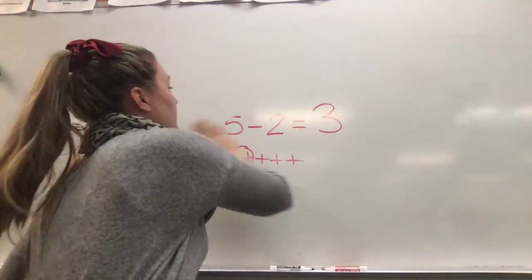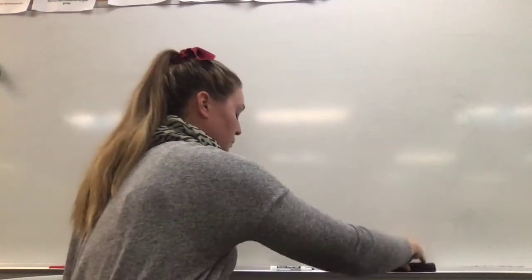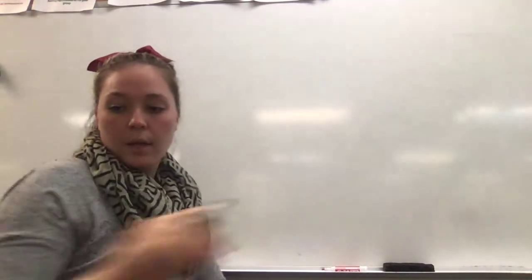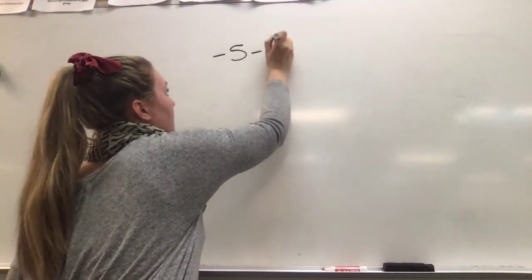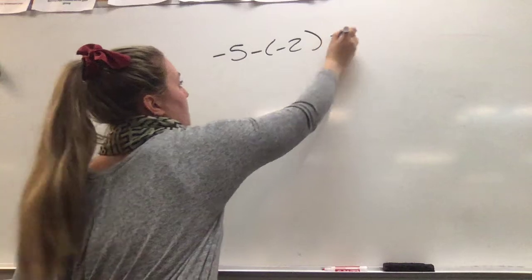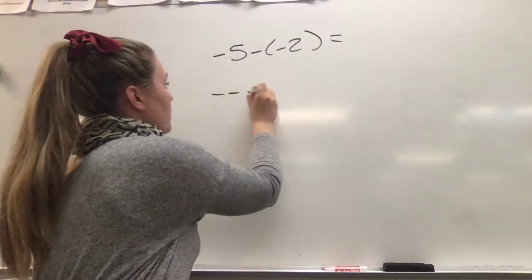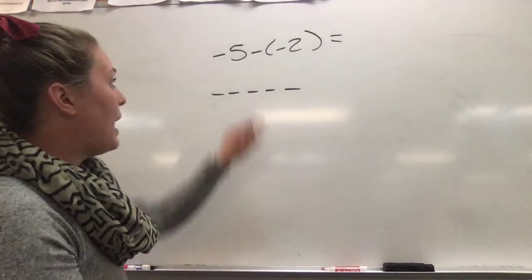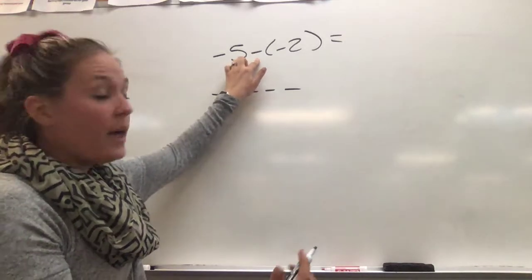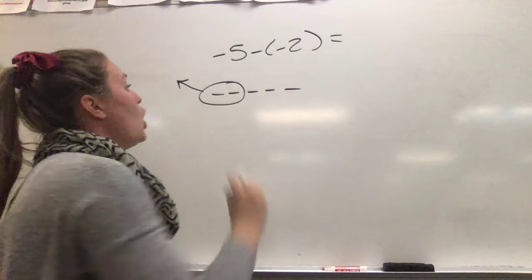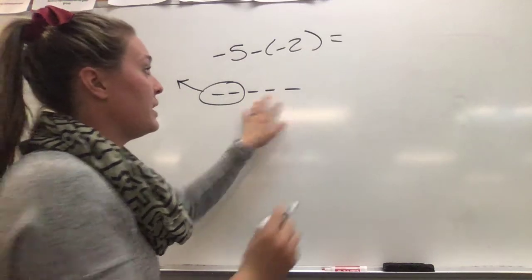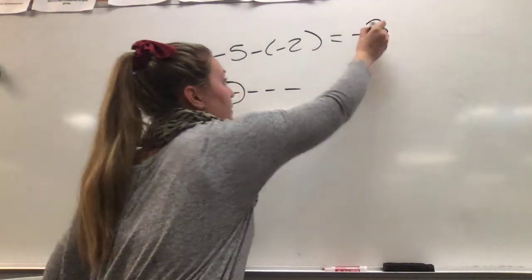Let's look at another example. This one is going to be negative 5 minus negative 2. So we have 1, 2, 3, 4, 5, and we need to remove or take away 2. When we do that, we are left with 3 negatives. So our answer is negative 3.